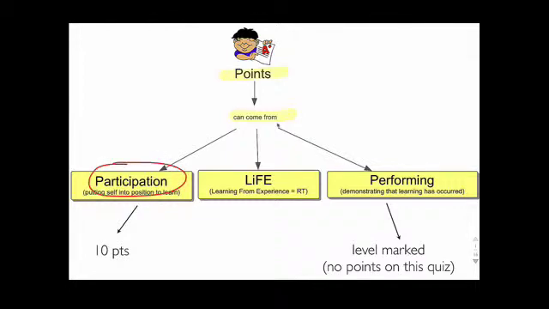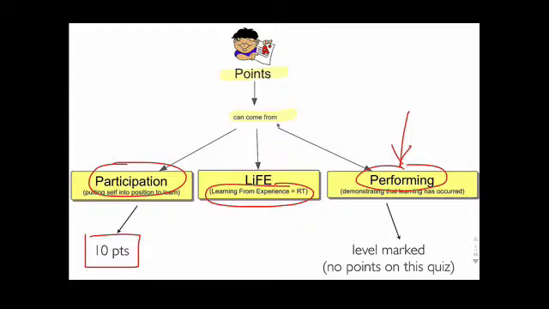In my grading system, points can come from three places. Participation, which means putting yourself in a position to learn, learning from experience, and by performing, which means demonstrating that you have learned the material. Now on this quiz, because I knew the problems were fairly challenging, I put all the points on participation. So if you took the quiz, you got 10 points because, hey, you got to be in the swimming pool in order to learn. And I did mark your level to tell you how you're doing in terms of your learning. So level 0, level 1, level 2, level 3, etc.